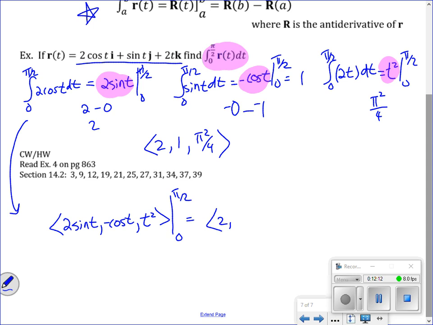So that way, when you plug in pi over 2, you get your 2, you get 0, and you get pi squared over 4 when you plug in pi over 2 to all those things, and then minus when you plug in 0. So you plug in 0, you get 0. Then you plug in 0, you get negative 1. And then you plug in 0 to the last part, t squared, and you get 0. And of course, the subtraction of these two vectors would produce the same answer that you got right here. So it's just an alternate way of writing it, like however you like to do it.